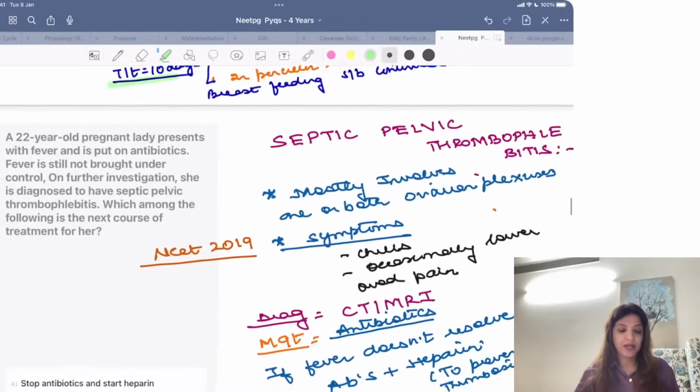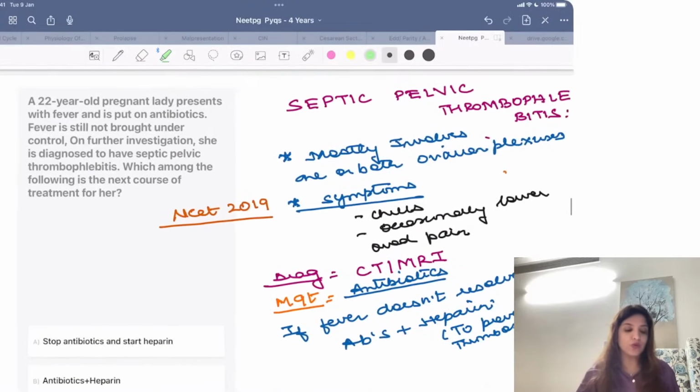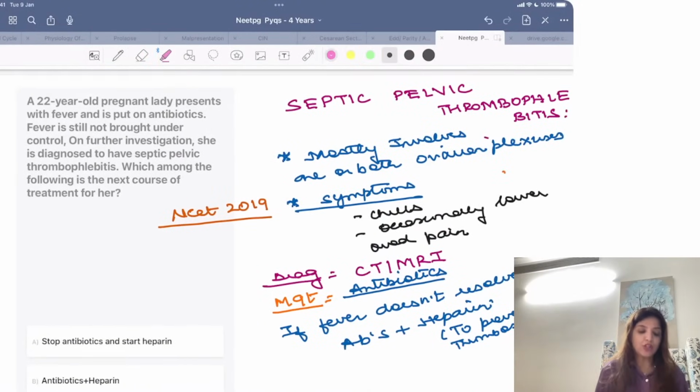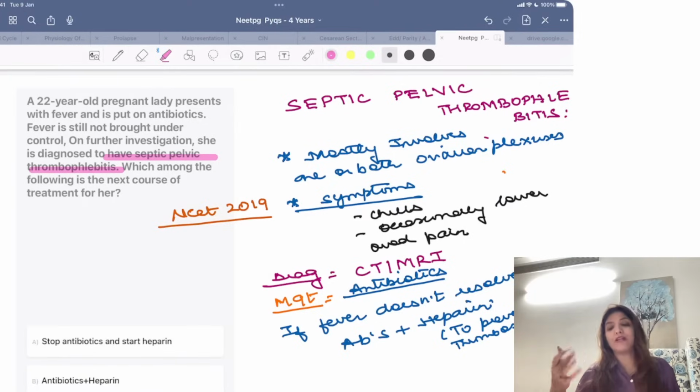Then, the next question was, a 22-year-old pregnant lady presents with fever and is put on antibiotics. Fever is still not brought under control. On further investigations, she is found to have septic pelvic thrombophlebitis. Which of the following is the next course of action? Yeah, chemotherapy, radiotherapy, both are contraindications.